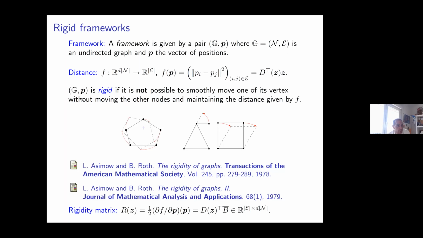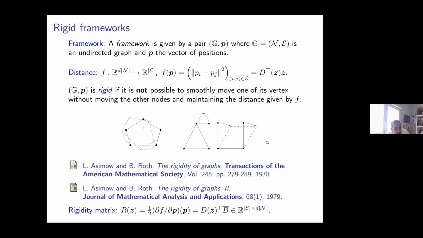So a graph is rigid if it's not possible to smoothly move one of its vertices without moving the others while we maintain the distance given by the distance function f. Here appear two examples: clearly the first one is rigid, but the second one is not rigid because we can maintain the distance moving smoothly one or two of the nodes. This theory of rigidity was developed by Asimow and Roth. This is the first reference that I know about the framework of rigidity of graphs.